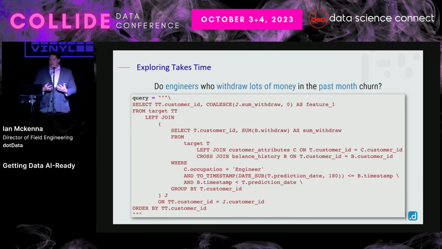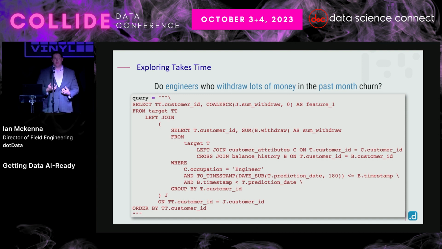So one example of how we can boost productivity is exactly what you're seeing right here. In this example, what I'm saying is, okay, let's pose one particular question to the data, right? First off, we have to identify what that question should be, which is typically either just simple domain expertise or just looking at the data and trying different things. So in this question, that is, do engineers who withdraw lots of money in the past month churn, right? That's something that we want to test the data set against.